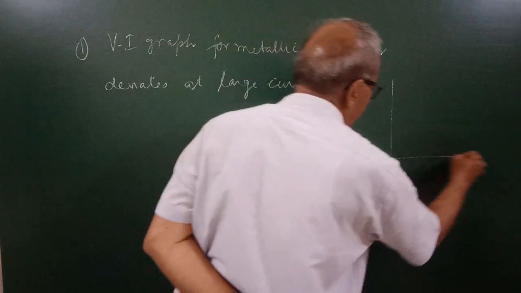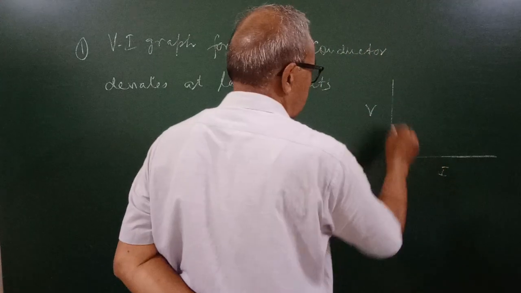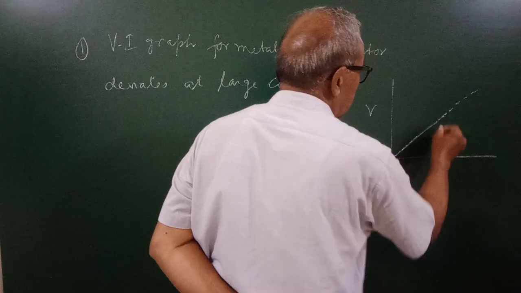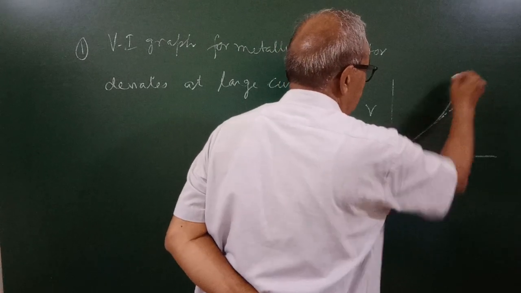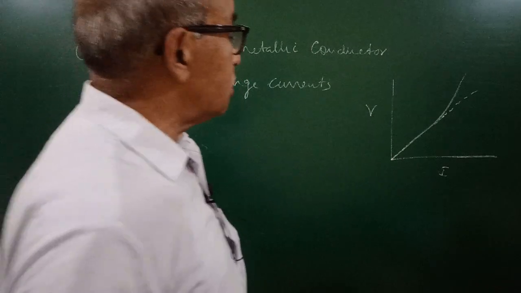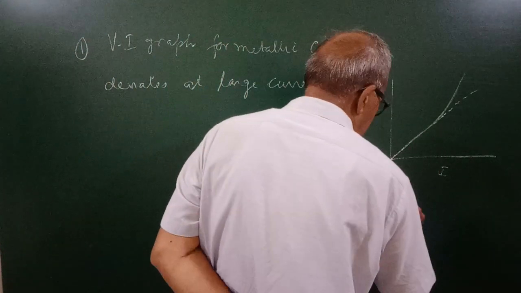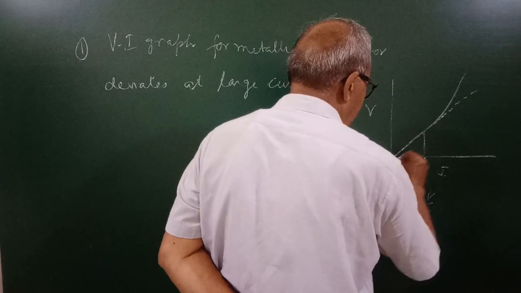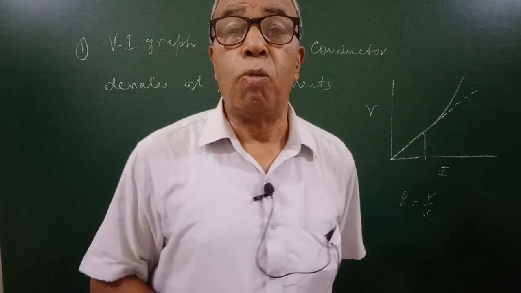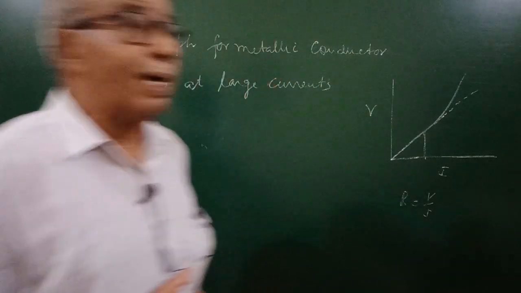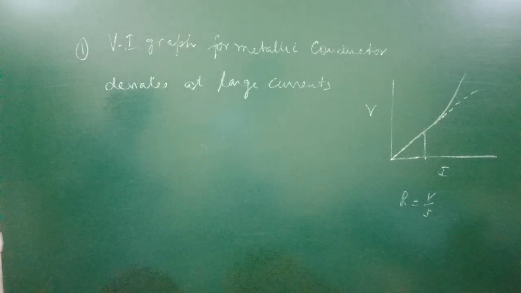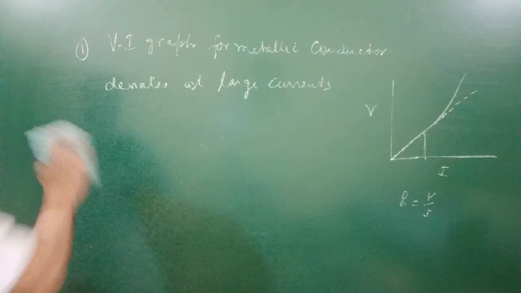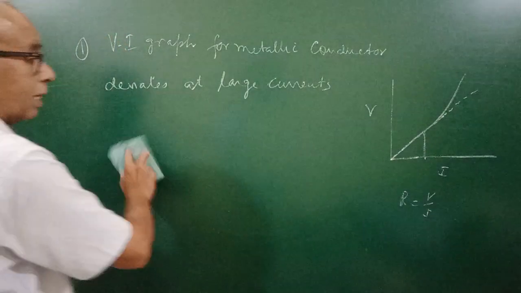I draw the IV graph there. It should be a straight line, but at large current this is not followed and it deviates like this. Actually, the slope of this graph is equal to resistance. We have R equal to V upon I, no? So this V upon I gives the slope. So even in metals, Ohm's law loses its validity at high current. For large current it does not hold. Clear?